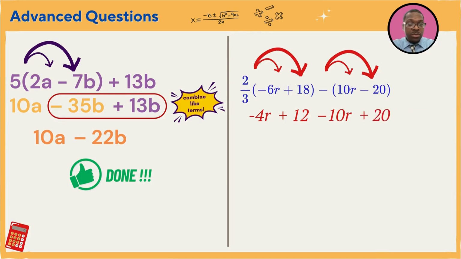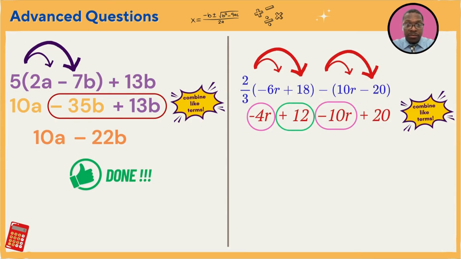And don't forget to combine like terms. So put things together that are the same. We'll take a look at negative 4r, and do we see anything similar? Yes, we see negative 10r. Just like we see positive 12, the regular number. Do we see any other regular numbers? Yes, we see positive 20.